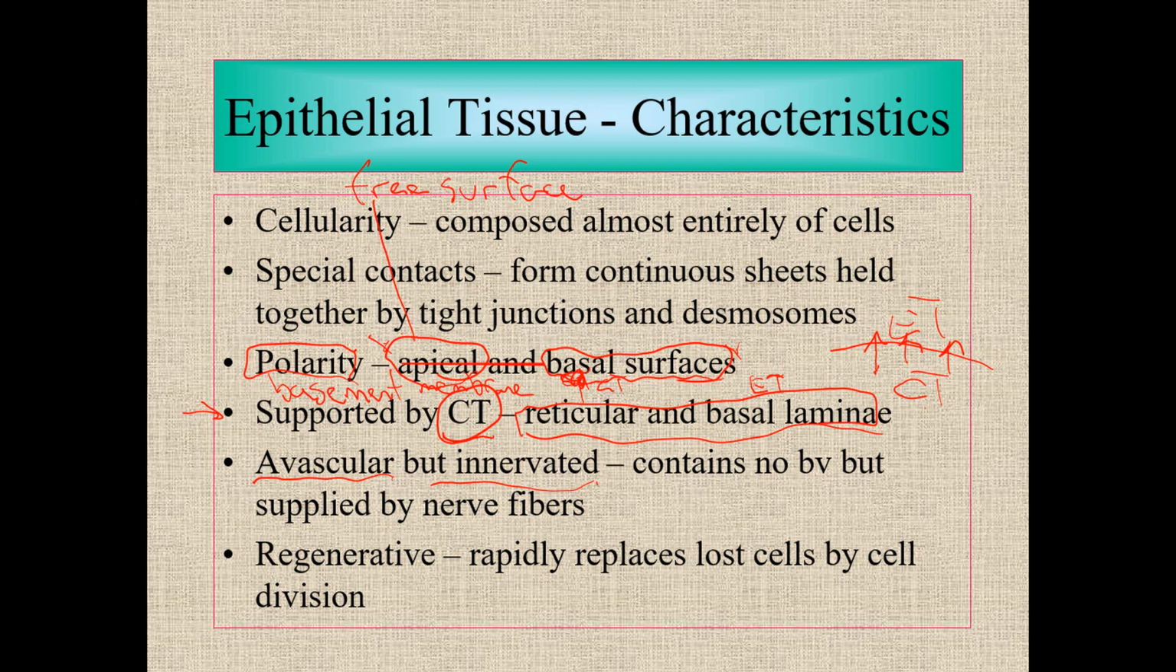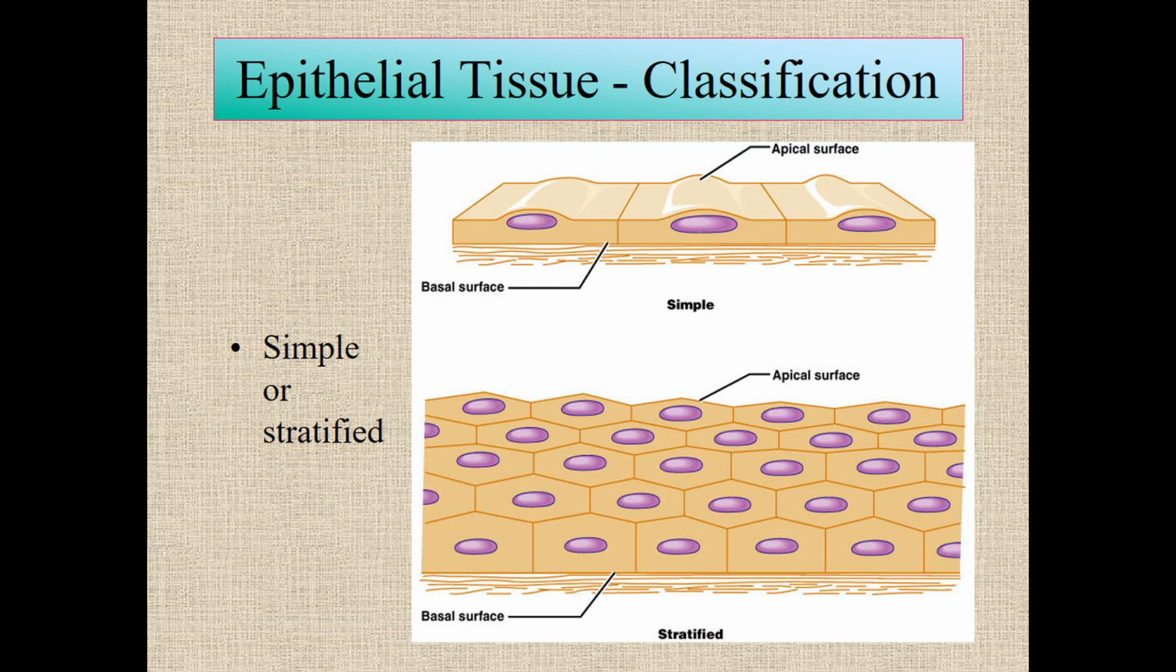Now what we're going to do is use some of this information and move forward and talk about classification. For the classification of most, not all, but most epithelial tissue, it is a named classification system. The first is how many layers. If it has one layer, it is simple. Two or more, it'll be stratified. And I'm going to come back to this slide. All right, so that's the first part.